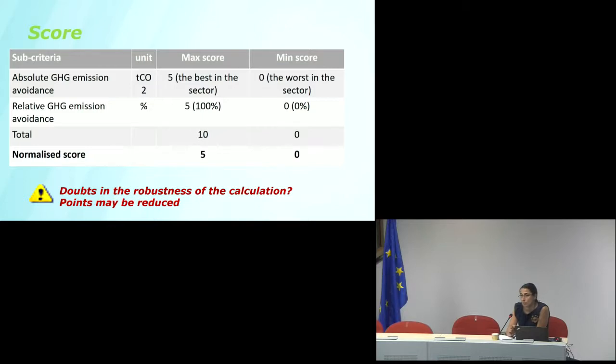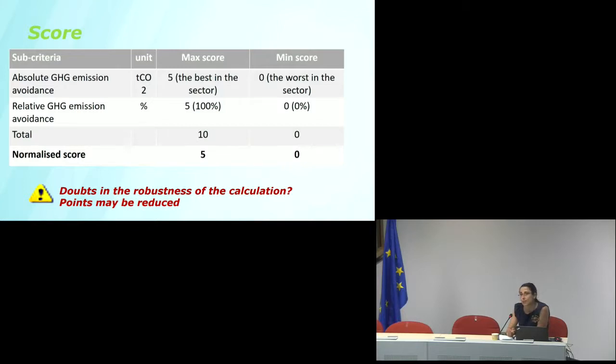So, to show you the scoring on this slide, the greenhouse gas emission avoidance score is composed of the absolute greenhouse gas emission avoidance and the relative greenhouse gas emission avoidance. In both cases, the score can be between 0 and 5. For the absolute greenhouse gas emission avoidance, 5 points will be given to the project which has the highest absolute greenhouse gas emission avoidance in the sector. That's why it is so important to choose the sector correctly. And 0 will be given to the worst emission avoidance.